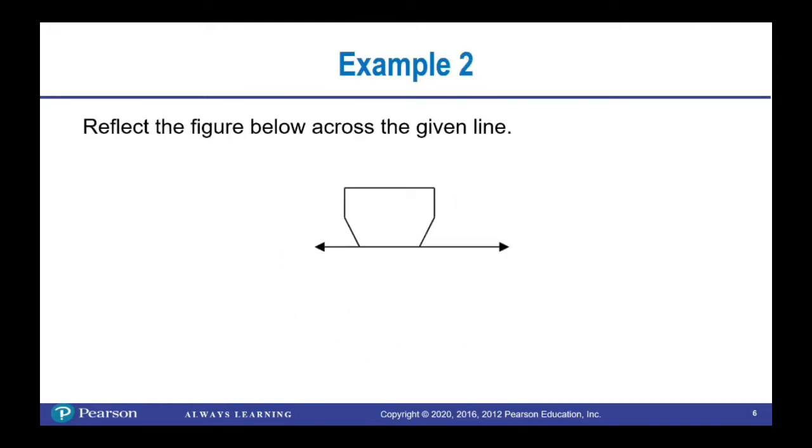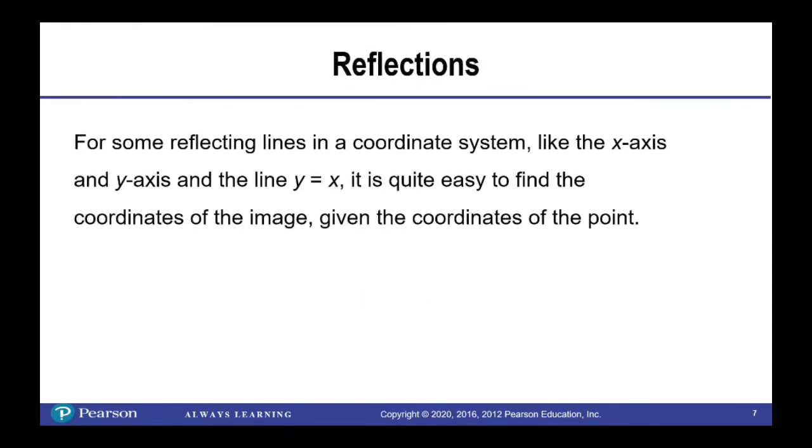In example 2, we reflect our figure across the given line. So if I think about drawing that mirror image, my image looks like this. Now, some reflecting lines in a coordinate system, like the x-axis, the y-axis, or the line y equals x, make it pretty easy to find the coordinates of the images. With the x-axis, we go from above the axis to below the axis or vice versa. So that changes the sign of our y. For the y-axis, when we reflect across the y-axis, we go from the right side of the graph to the left side of the graph or vice versa. This changes the sign of our x.